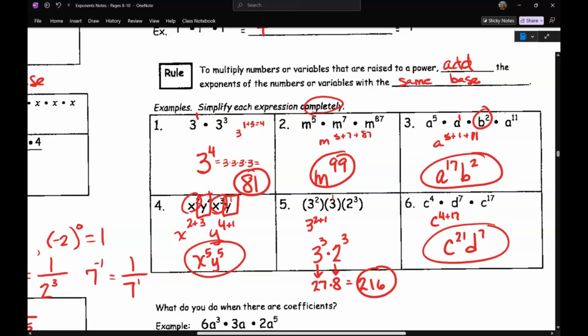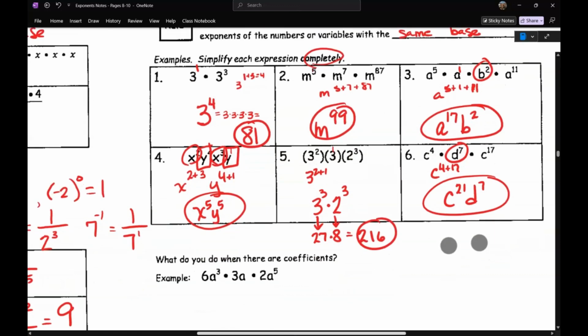Number 5, that would be 3 to the 3rd, which is 27. 2 to the 3rd is 8. Multiply those together to get 216. And then again, I can't combine the d with the c's. So that's c to the 21st and d to the 7th.